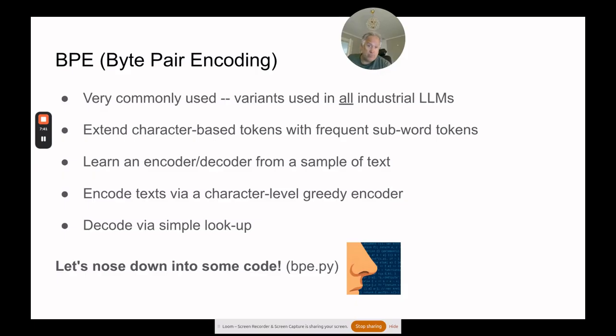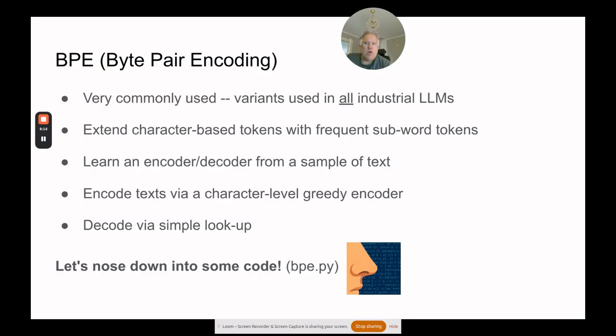So the dreaded out-of-vocabulary problem is gone, because you can always just use the characters to spell whatever you want, and it also deals with misspellings. There are a lot of things that come along with having the individual characters. However, what we want to do is extend it by the frequent subword tokens. We'll see this in action when we run it.